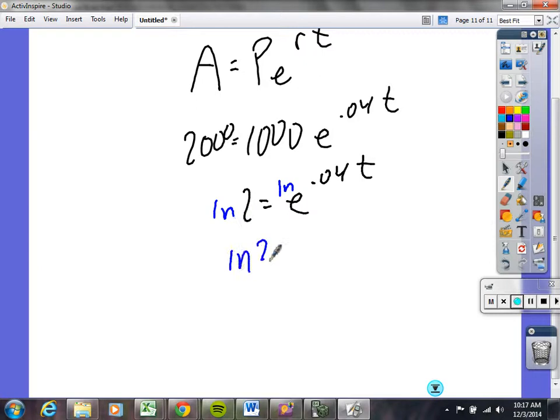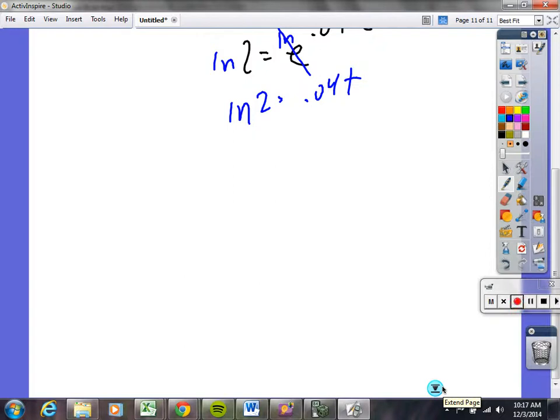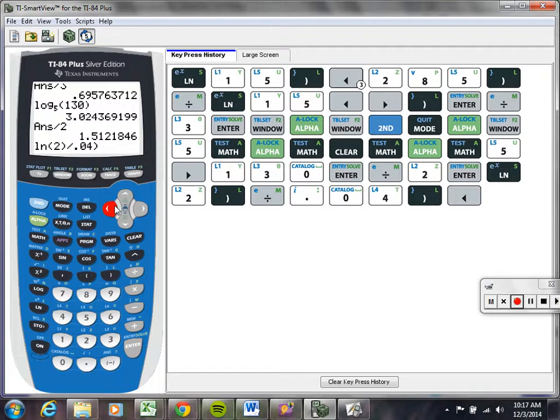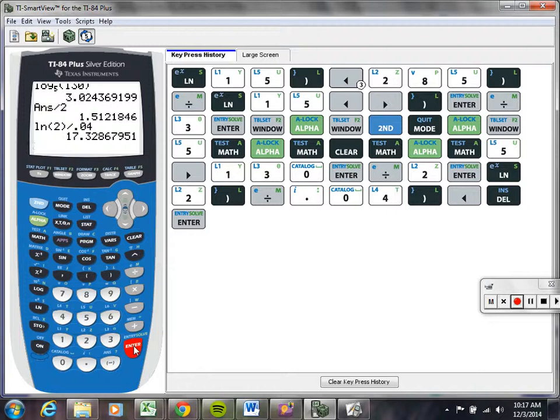Okay, so this is ln of 2, but ln and e get rid of each other, don't they? So 0.04t. And then what? Divide it, so t equals ln of 2 over 0.04. Now we actually want to find how many years, so we're going to go to the machine here. ln of 2 divided by 0.04. 17 years to double your money.